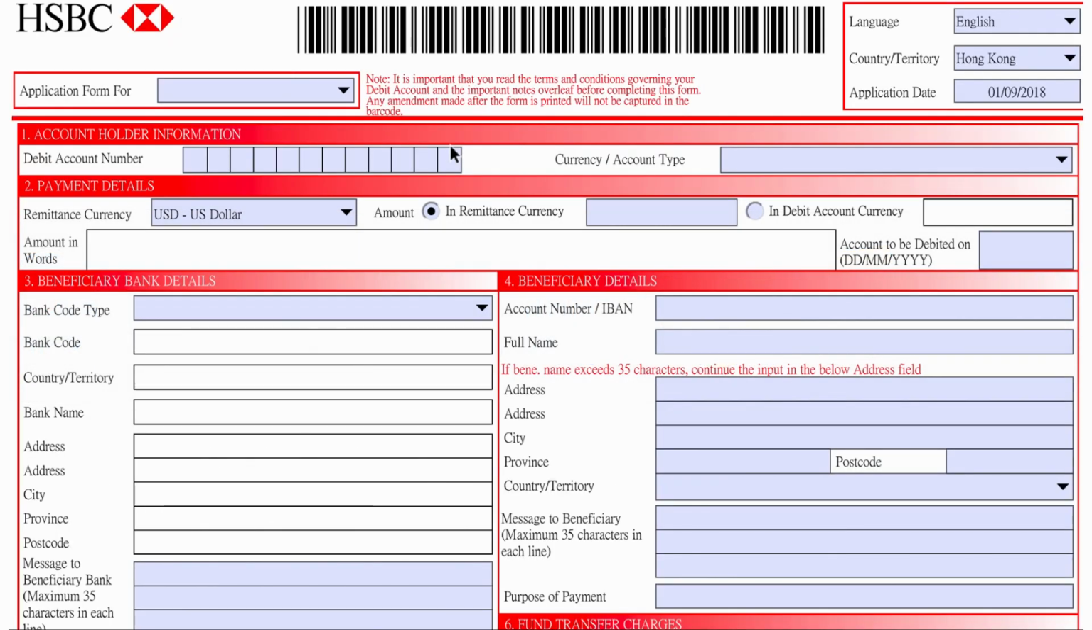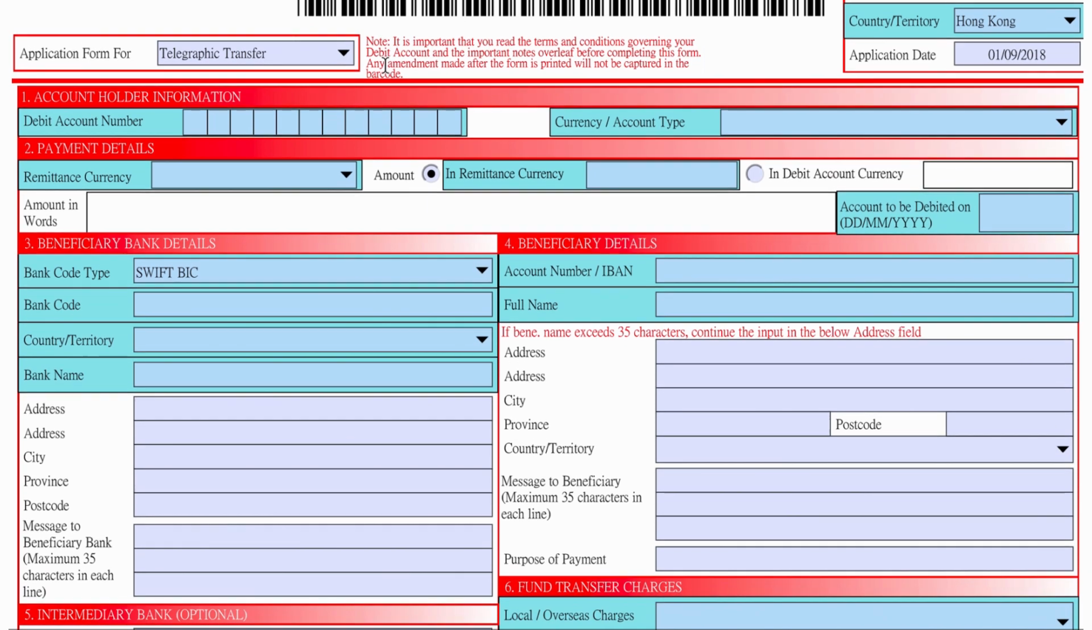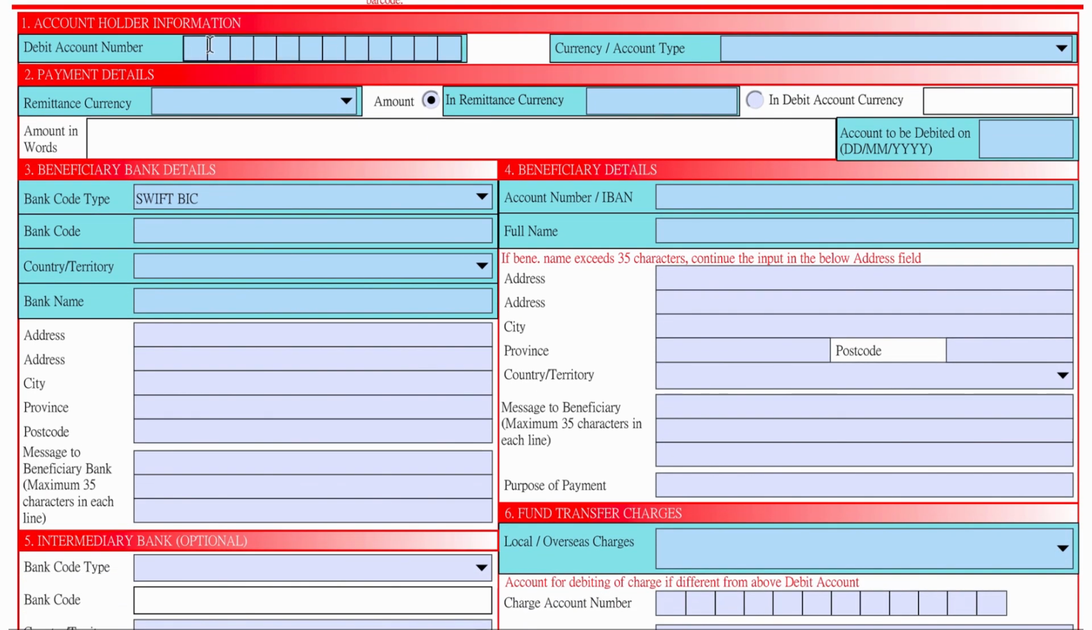All right, so once you have the form, if you fill it out manually like this, it would look like this. So let's say it's Telegraphic Transfer because you want to send it overseas. This would be your account number with HSBC. Okay, and this is the account that will be debited, in case you have different account numbers, maybe for a multi-currency account, maybe for other reasons.